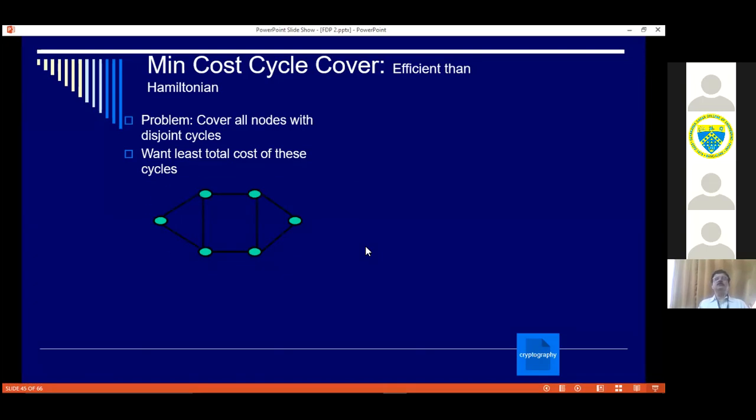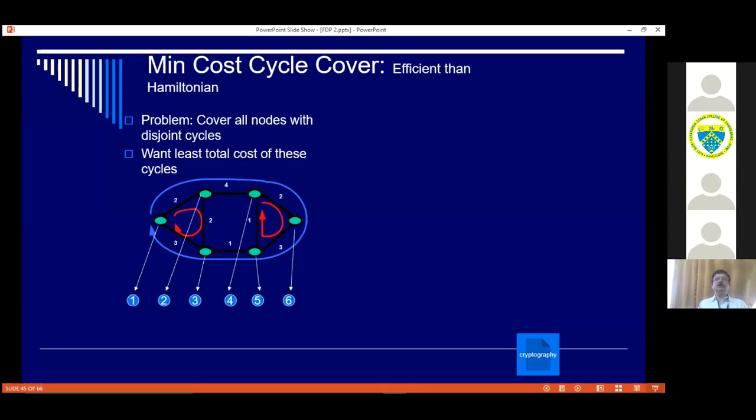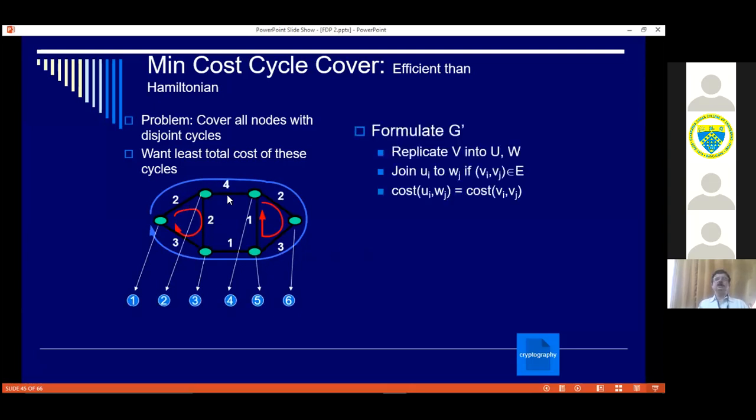See, for example, in this graph, I've taken the replica of this graph and the corresponding edges are written here. What is the Hamiltonian?